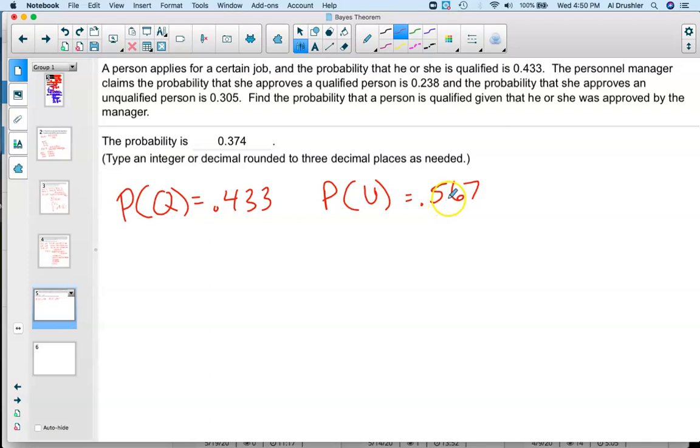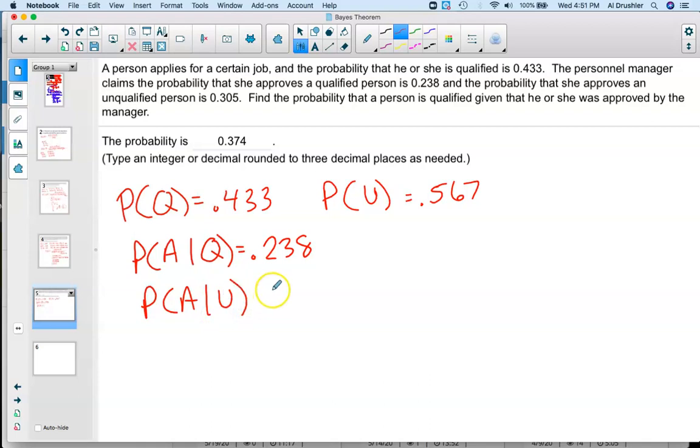Okay, then it says the personnel manager claims that the probability that she approves a qualified person, all right, so that right there is probability approved, A for approved, given the person is qualified, is 0.238. And then the probability approved given the person is unqualified is 0.305. Now what we need to find is probability that a person is qualified given the person was approved by the manager.